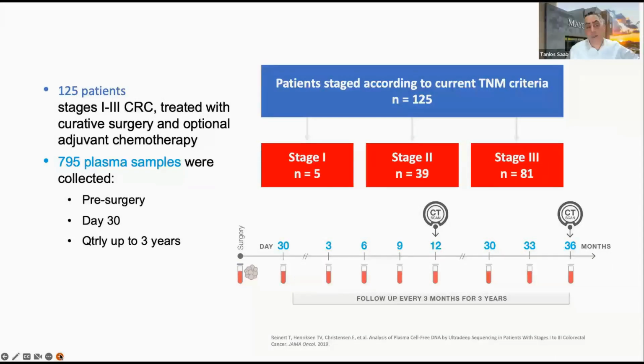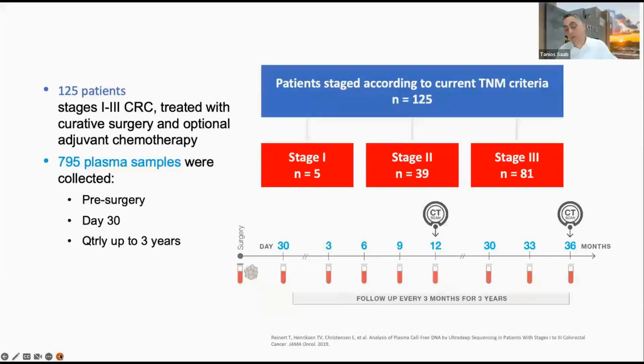125 patients were included, mostly stage 3, some stage 2, and very few stage 1. This is a tissue agnostic platform, Signatera, meaning it's tissue informed, but what you do is they take the tissue, they match it to the blood, and they follow up with blood.